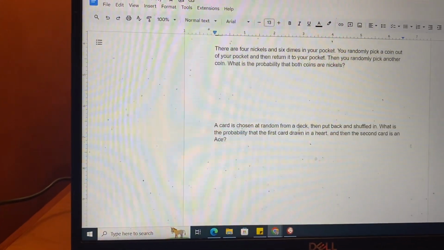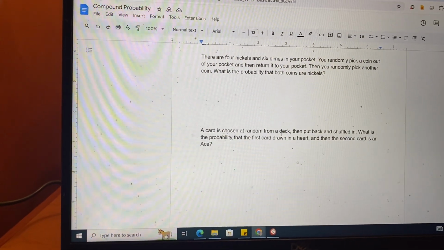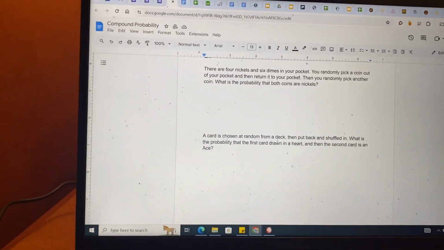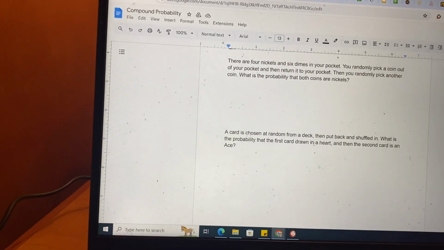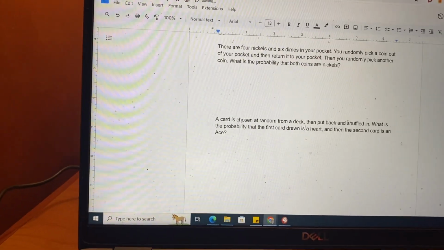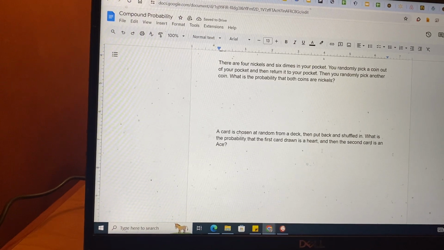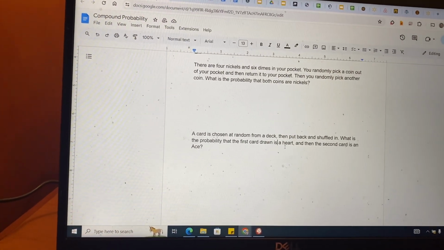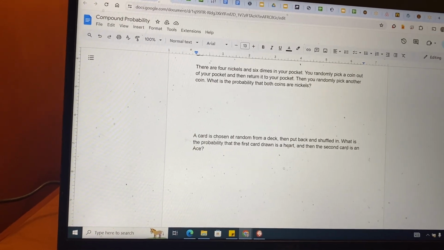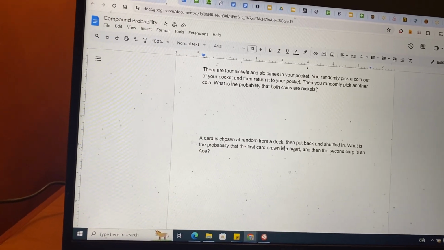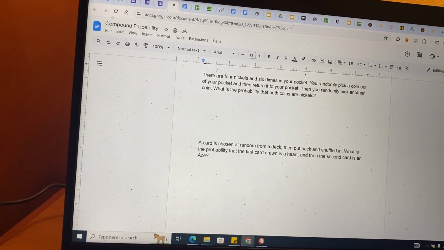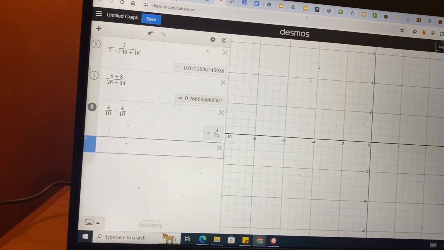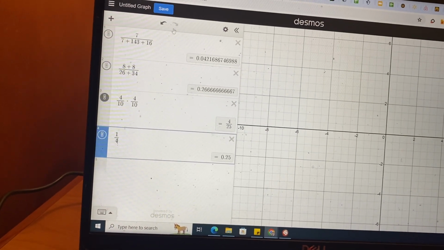So the next one, a card is chosen at random from a deck, then put back and shuffled in. What is the probability that the first card drawn is a heart, and then the second card is an ace? So you have to know a little bit about decks of cards in this one. The probability that's going to be a heart, there are 4 suits in a deck of cards. So the hearts would be 1 out of every 4 cards. So I'm going to say this is 1 out of 4.